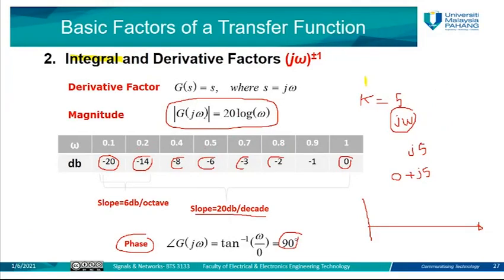You have the formula here, then you substitute the value of omega. We select 10 values here, just like a sample. If you select another 10 values, you will get the same. If you select values from 1 to 10, 20 log 1, 20 log 2, 20 log 3, 20 log 5, 20 log 10, you will get the same answer. It will be like 20 dB per decade.